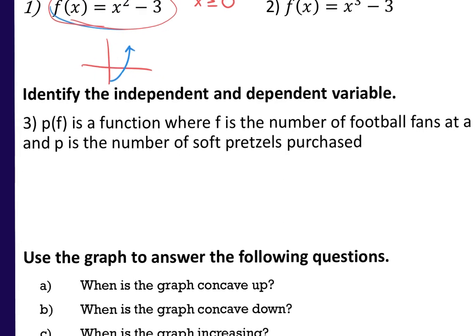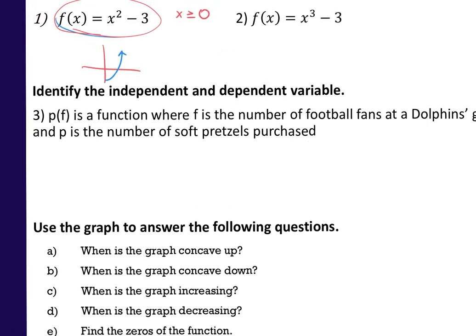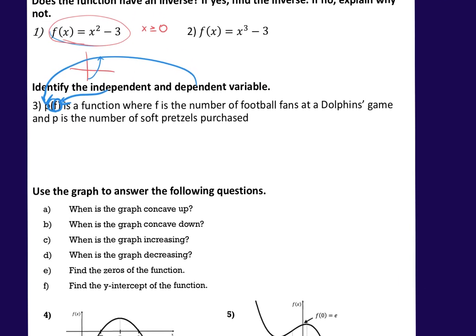Okay, then super easy stuff like identifying independent variables. Remember, independent is what you're plugging in, that's your x, and dependent is your variable. So what's inside is your independent, and what's outside is your dependent variable, okay? So you're going to be identifying which parts are which.